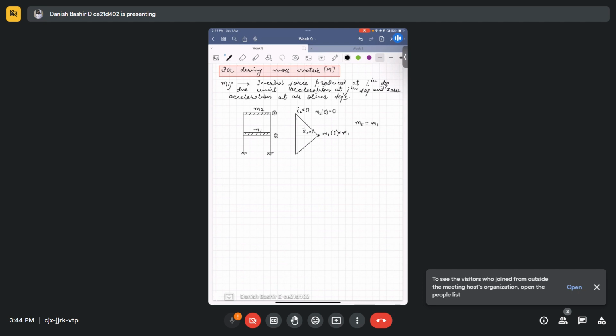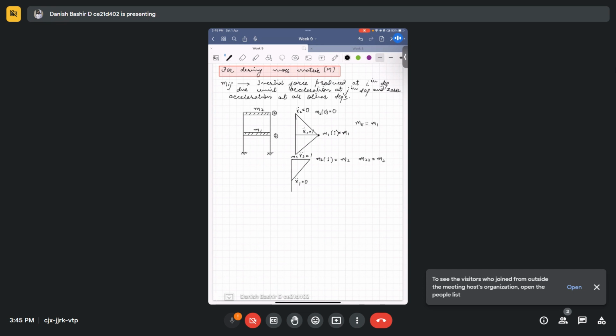Similarly, giving x2 double dot equal to 1 here, and x1 double dot equal to 0, it will be m2 times 1, which is equal to m2. So M22 will be equal to m2.